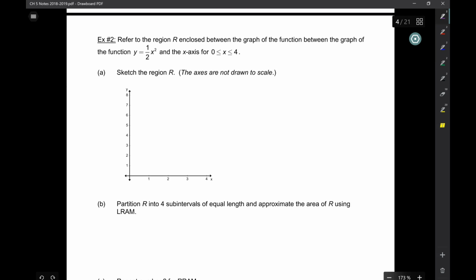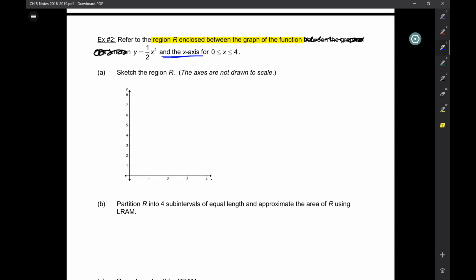Refer, okay, so some calculus language here. Refer to the region R. This is standard notation, all right? Region R enclosed between the graph of the function, y equals 1 half x squared, and the x-axis for 0 to 4.